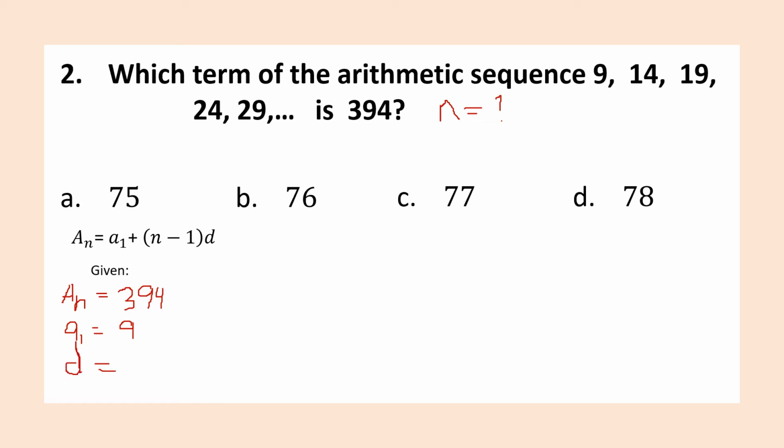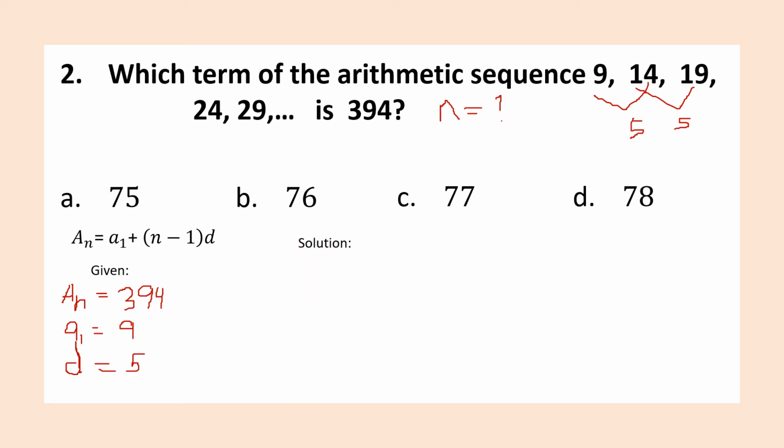So, isubtract natin yung magkasunod na term dun sa given. 14 minus 9 is 5. 19 minus 14 is 5. So, sure tayo na common nga. Pare-parehong 5 ang kanilang difference. So, this is 5. Okay? And then, we're ready to solve.